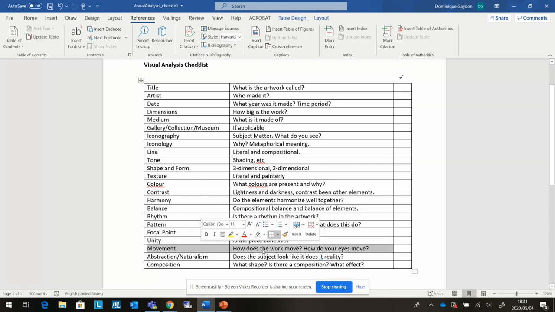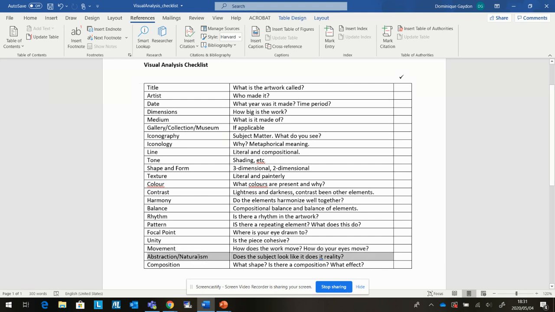Then movement. Does the artwork physically move? This doesn't really apply too much to paintings, but in terms of sculpture, installation work, video work, how does the work itself move? How does this add meaning? And then how do your eyes move across it? Do your eyes keep darting to see new things, or do your eyes move very, very slowly and smoothly?